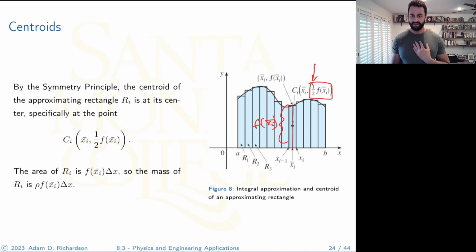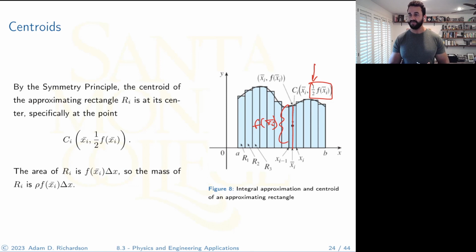Now, the area, right? So now we have the actual point. We have the point itself. The area of each one of those rectangles is going to be very familiar. The area is the same thing we've seen before many times at this point. It's the height of the rectangle times the width of the rectangle. So that's the area of the rectangle.